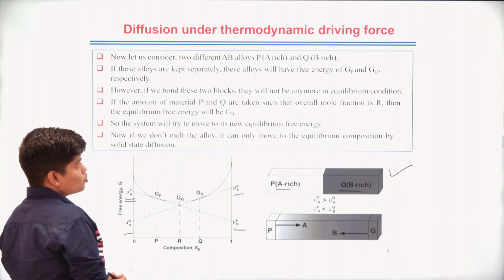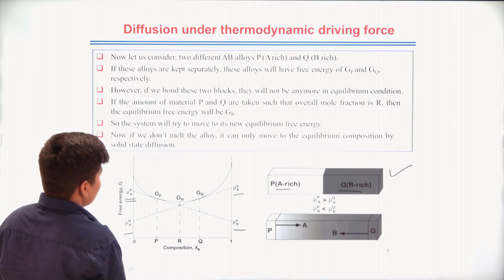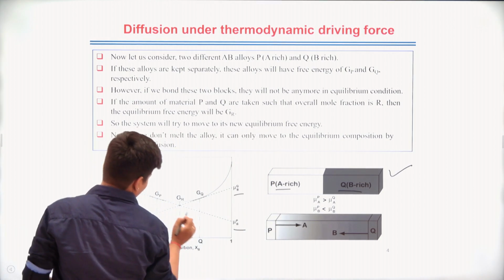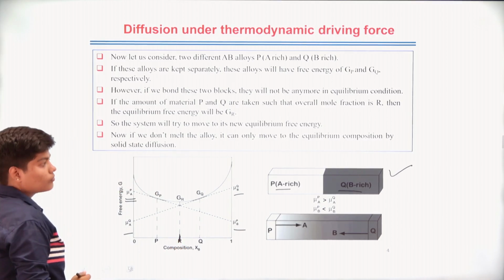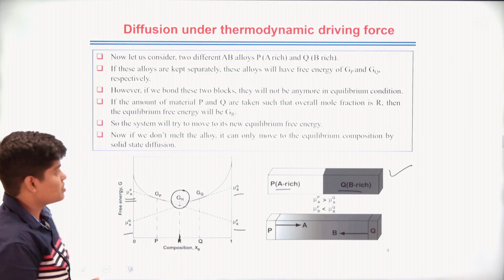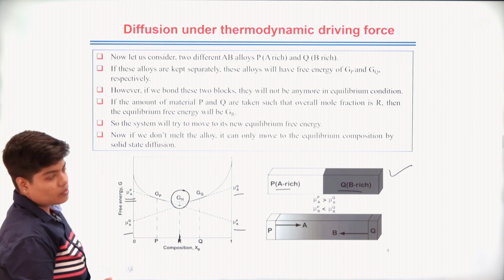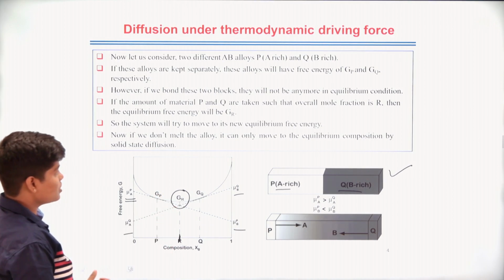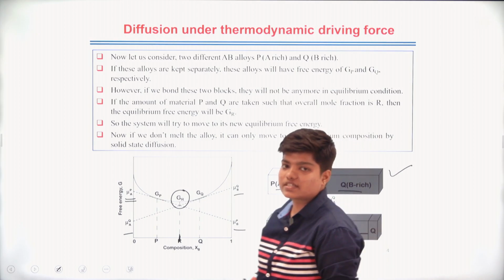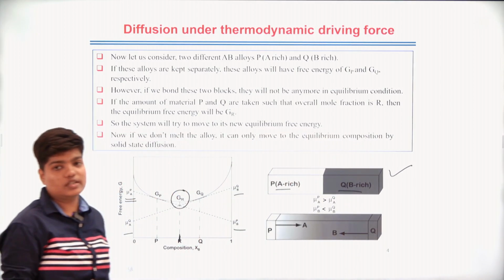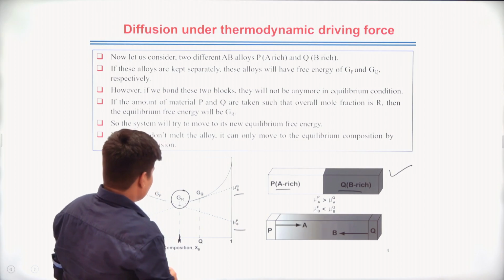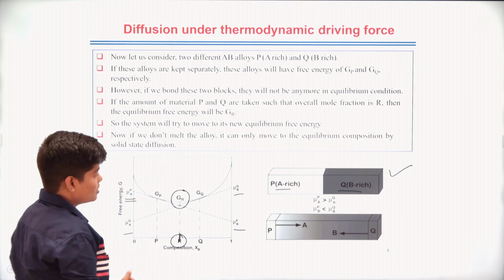If we bond these two blocks, annealing will happen, but the amounts of material P and Q are taken in such a way that they will attain equilibrium at mole fraction R. Gr is the Gibbs free energy at the equilibrium concentration R, so the system will try to move to its new equilibrium free energy. It can only move to the equilibrium composition by solid state diffusion, because these two are solid materials. By solid state diffusion it will attain equilibrium at composition R and the Gibbs free energy Gr.